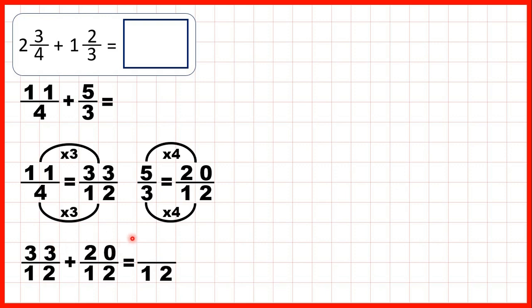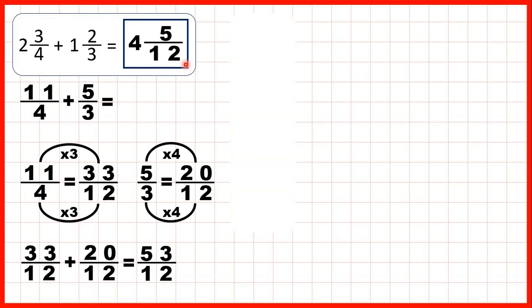33 plus 20 is 53. So our answer is 53 twelfths. If we want to turn that into a mixed number, we can divide, and 53 divided by 12 is 4 remainder 5, and the denominator stays the same, so that's 4 and 5 twelfths as our answer.